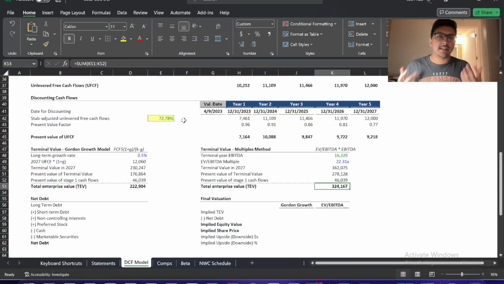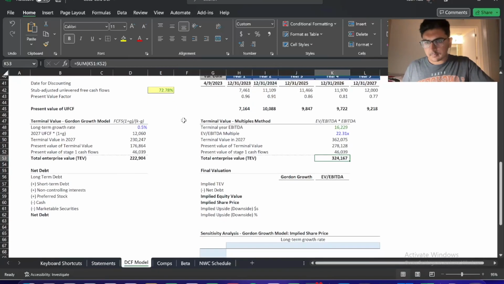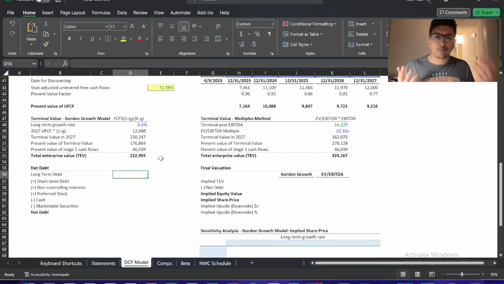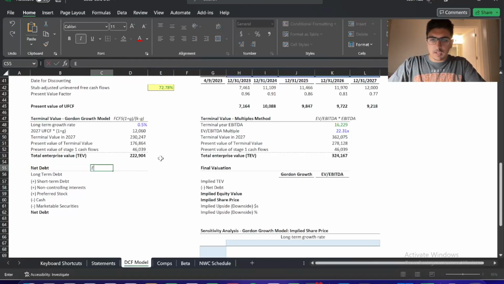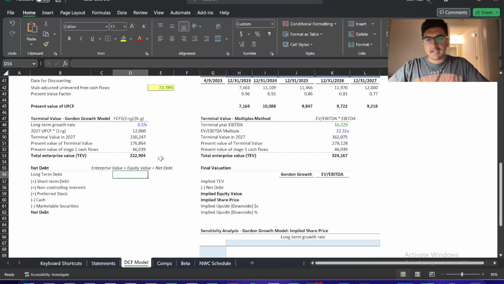How do we actually convert these enterprise values into share prices though? So the first thing we need to do is convert enterprise value to equity value. So if you remember the equation over here, enterprise value is equal to equity value plus net debt, right? So what is net debt? Net debt is all debt-like items minus all cash-like items. And if we subtract net debt from enterprise value, that gets us to our equity value.